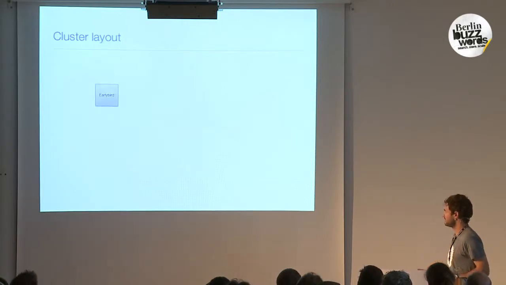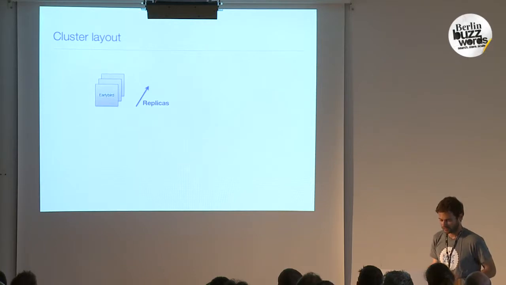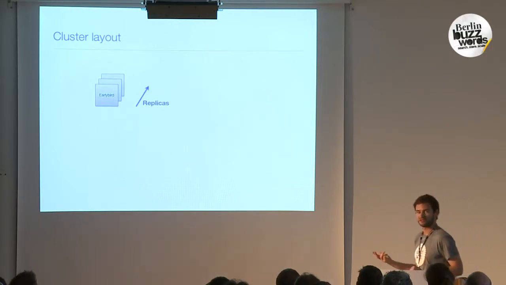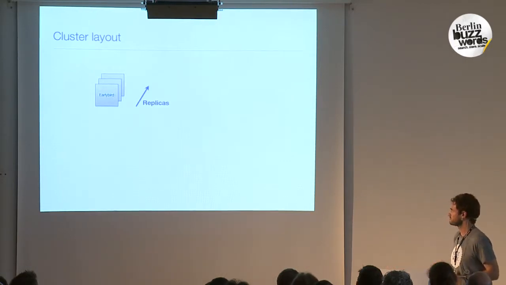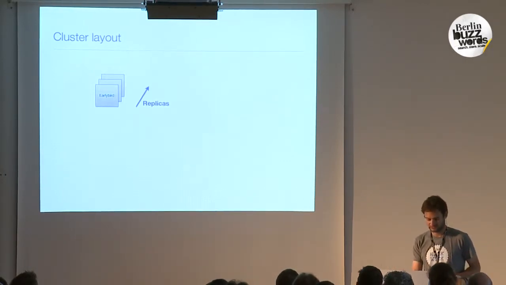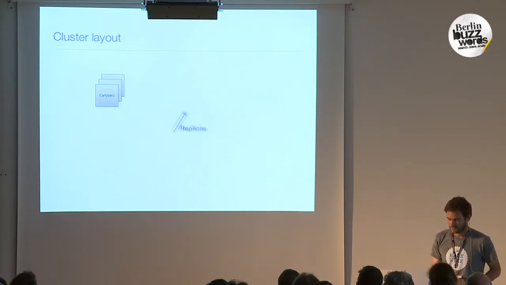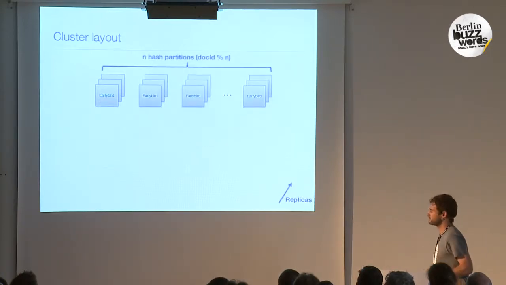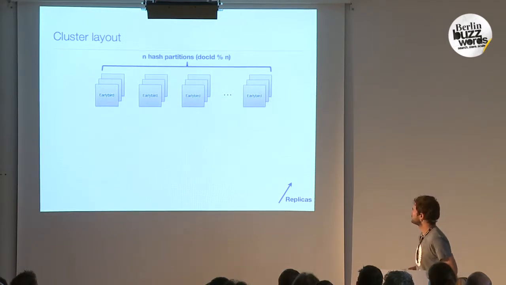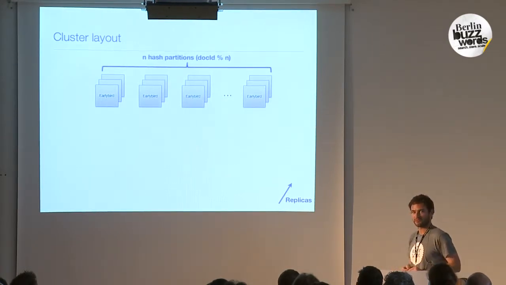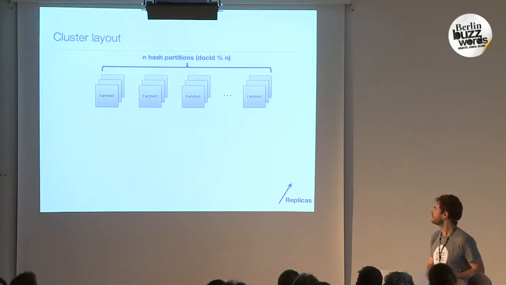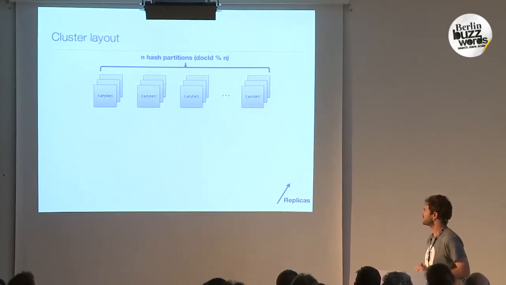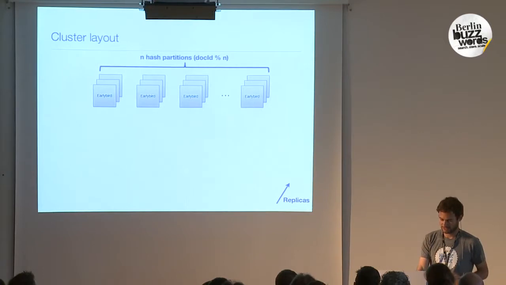Our cluster layout is as follows. In one direction, we have replicas. So each Earlybird index is replicated just for scaling QPS, queries per second, but also, of course, for redundancy if we lose some machines. Then we have a pretty standard hash partition layout, which means it's hash partitioned by document ID. So we have, I don't know, 20 or something hash partitions, and then we just mod the tweet ID by n, which is 20 or something like that, and index it in that hash partition.